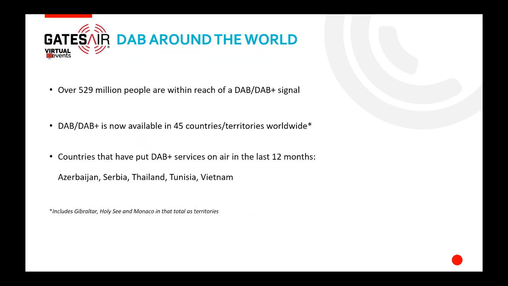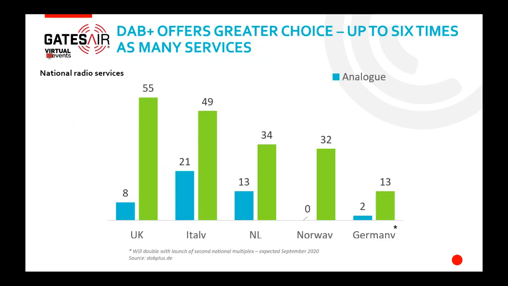So, as kind of a benchmark, there are about 45 countries that now have DAB or DAB Plus deployed around the world. Over 500 million people have access to these signals. And they're not just some of the big European countries. We've deployed in Thailand and Vietnam. GatesAir's personally been involved in those. Other countries and other suppliers have supported places like Serbia and Azerbaijan. So there's a pretty broad adoption.